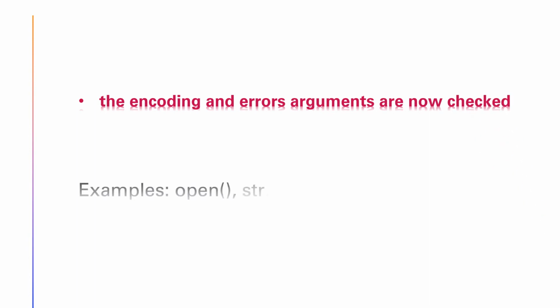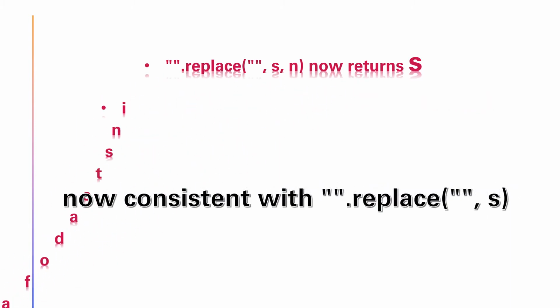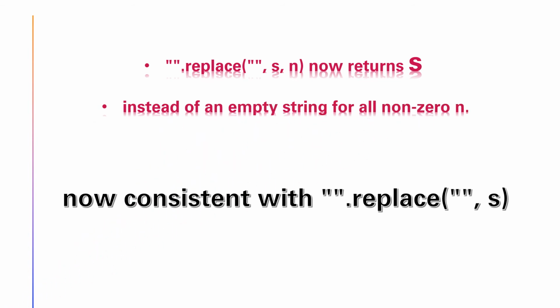The encoding and errors arguments are now checked, for examples like open, str.encode, and bytes.decode. The replace function that we used in earlier versions, like replace with an empty string, now returns s instead of an empty string for all non-zero n.